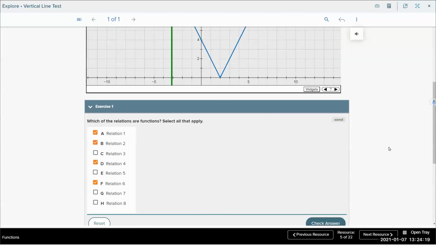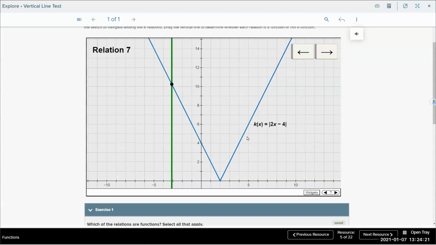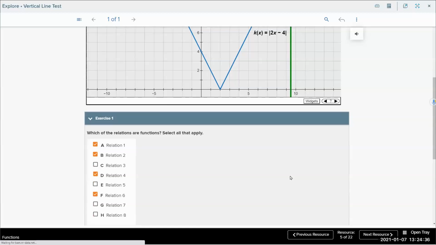Then the next one, this is actually an absolute value graph, as you see right there. It's representing the absolute value of 2x minus 4, and there is not any part of it that is directly above or below another part. Every vertical line I check is going to be passing through it only once. So it's a function.